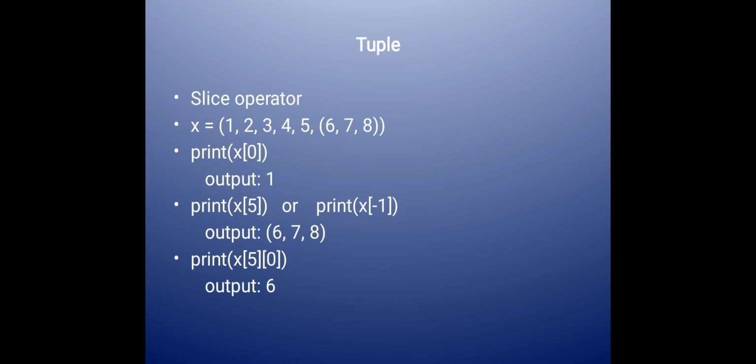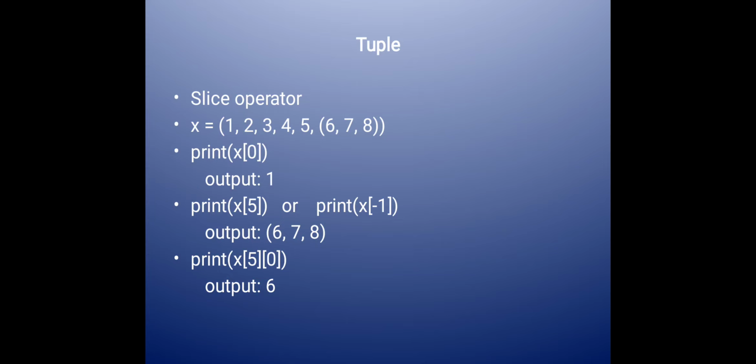Then comes the slice operator. We all know that the slice operator is used to get a specific range of values. So in this example, x is equal to a tuple of 1, 2, 3, 4, 5, and again a tuple of 6, 7, 8. So here print of x of 0. The x of 0 means it is pointing to the first index. So the output will be 1. Next comes print of x of 5. The print of x of 5 is pointing to the last element. So its output will be a tuple 6, 7, 8.